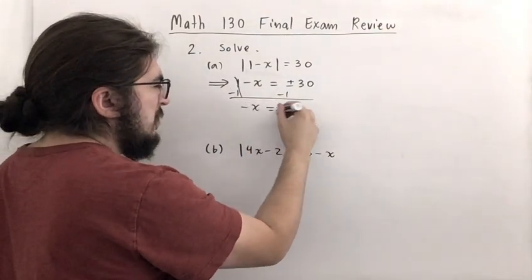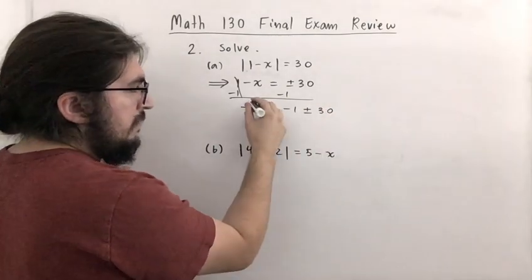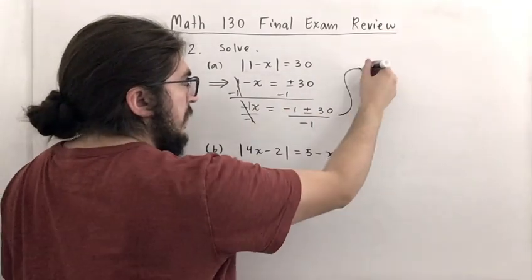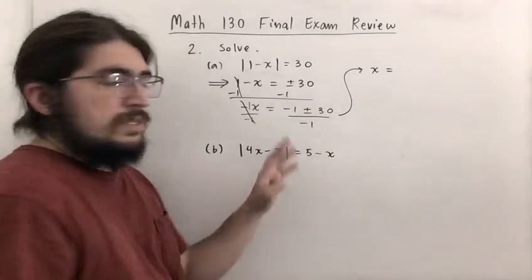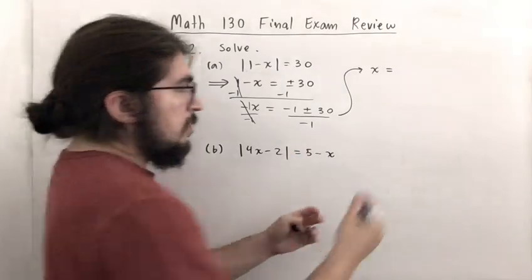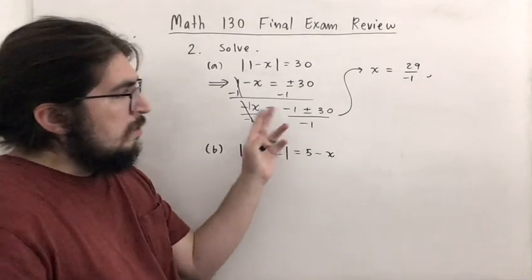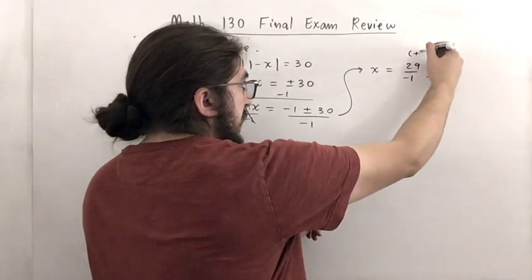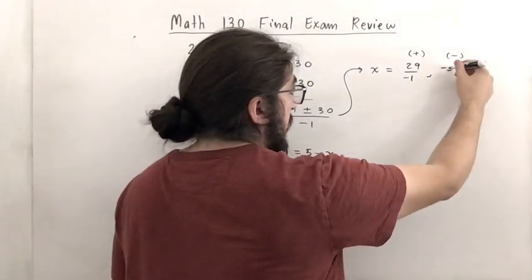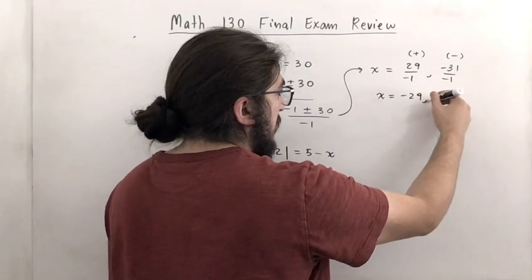Okay, now to solve for x, I can just subtract this 1 to the other side. So negative x is equal to negative 1 plus or minus 30. And then dividing both sides by the negative 1 in front of this x leaves us with the following. X is either, so we have to compute each of these. So for the positive case, it's negative 1 plus 30, that's 29 over negative 1. For the negative case, negative 1 minus 30 is negative 31, and that's over negative 1. So continuing this calculation, we have negative 29 or positive 31.